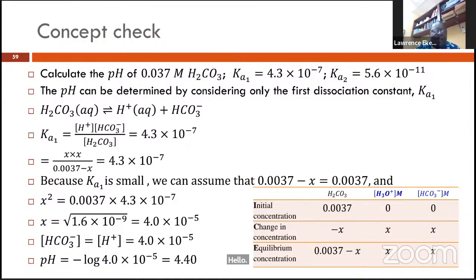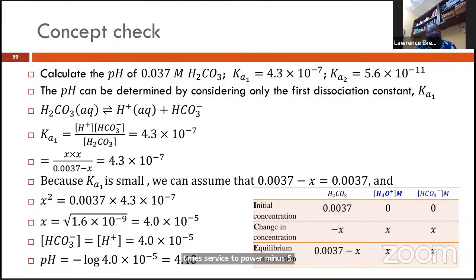Times 10 raised to power minus 7. And so if we do the evaluation, S becomes the square root of that 0.0037 multiplied by 4.3 times 10 raised to power minus 7. If you look for the square root, it will now be 4.0 times 10 raised to power minus 5.